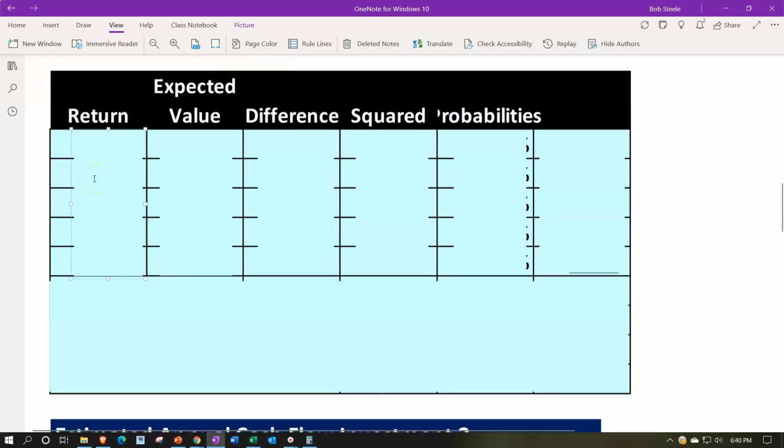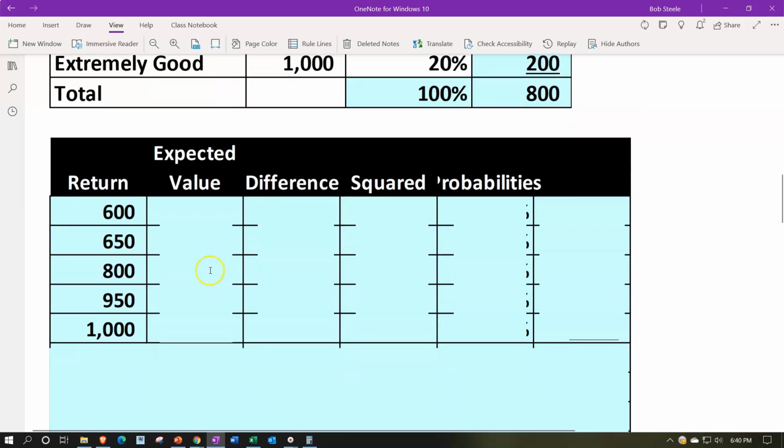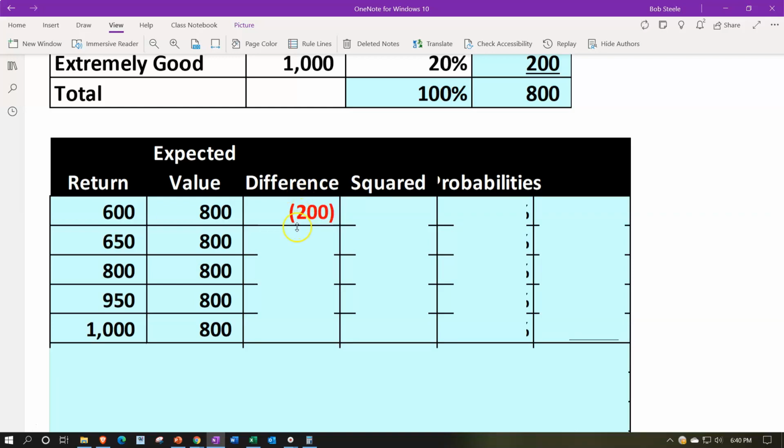So we're going to go through this calculation. We have the returns, same returns up top. We want to calculate the expected value. That's what we just did. That's the $800. Then we're going to take the difference between the return, each return category, and the expected return or average or mean of the 800. So the 600 minus the 800 is the negative 200. 650 minus the 800 is the negative 150. And the 800 minus the 800 is 0. 950 minus the 800, 150. The 1000 minus the 800, 200.